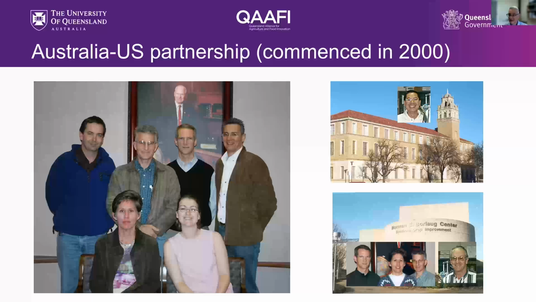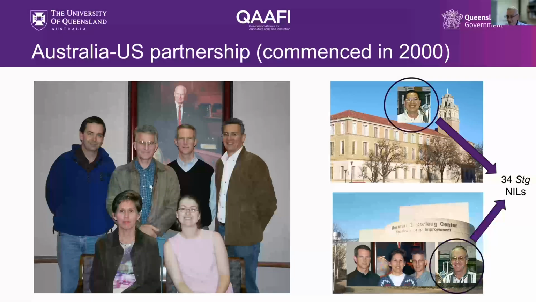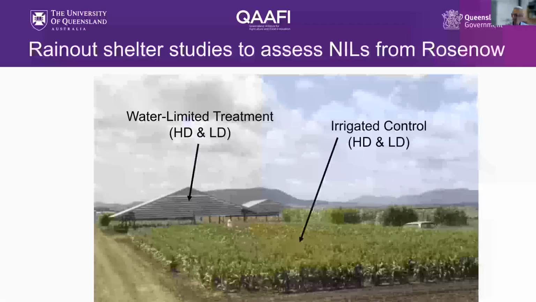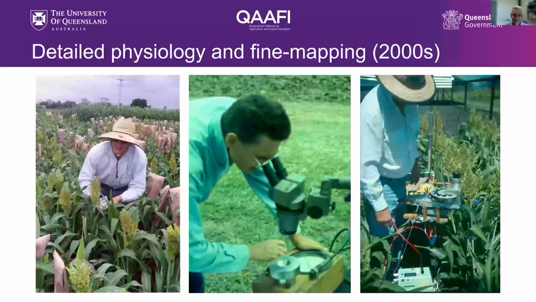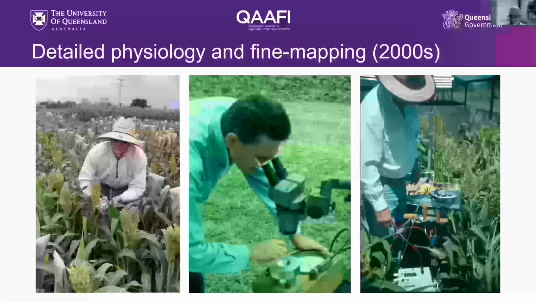Other collaborators here were Henry Nguyen from Texas Tech and Darryl Rosenow from Texas A&M. Henry Nguyen and Darryl Rosenow developed 34 near isogenic lines for stay green. Darryl sent those 34 lines to us, and we grew them under four environments: a water-limited treatment with high and low density, and an irrigated control with high and low density. We did a detailed physiology and fine mapping study.